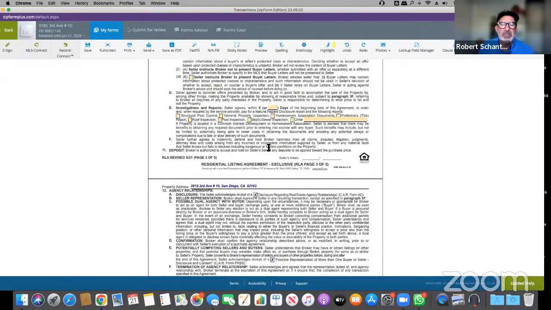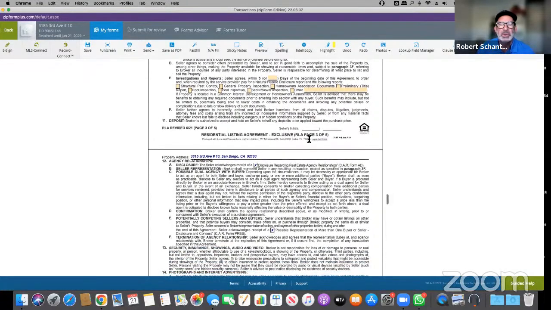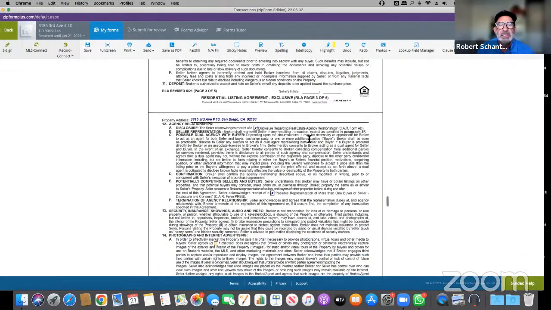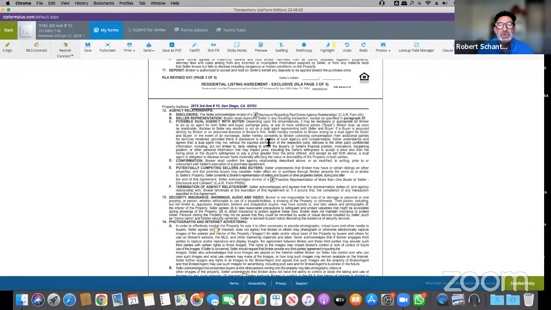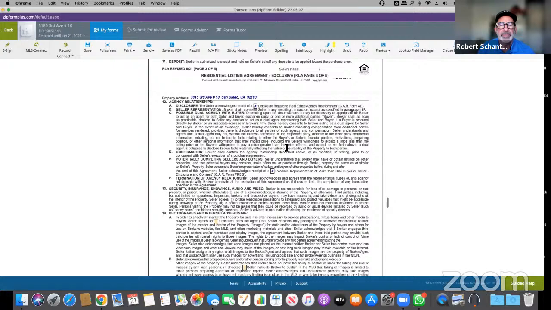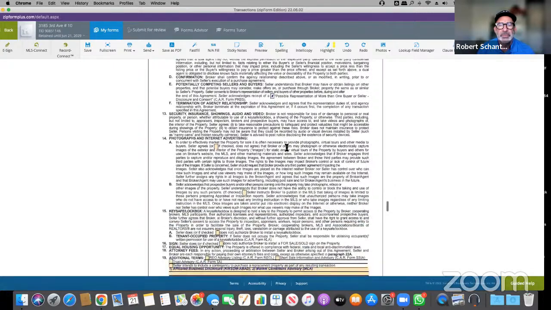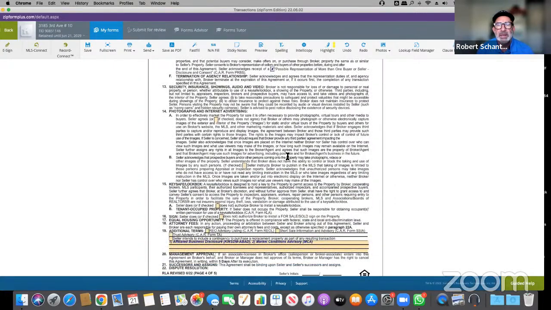Item 11 talks about brokers authorized to accept and hold on seller's behalf any deposits. We don't do that. We don't trust log. So it really doesn't apply for us. 12 goes through agency relationship. So not much there. Item 13 talks about security, insurance, showings, audio, and video.